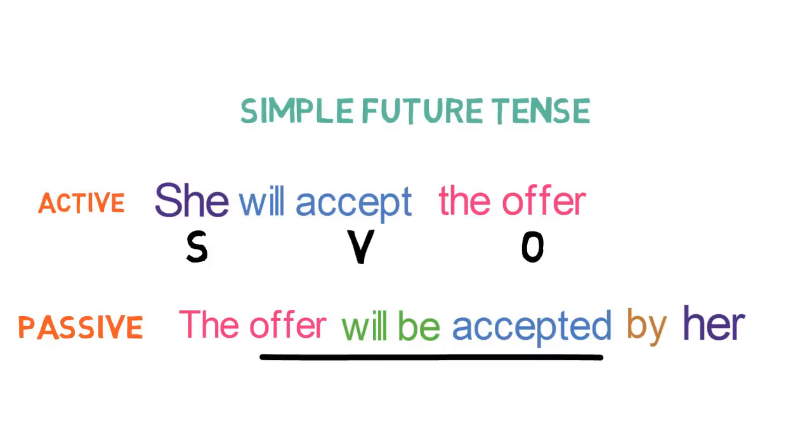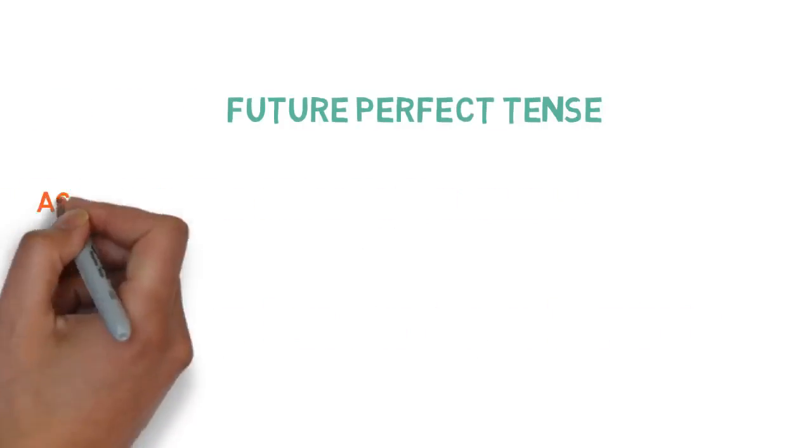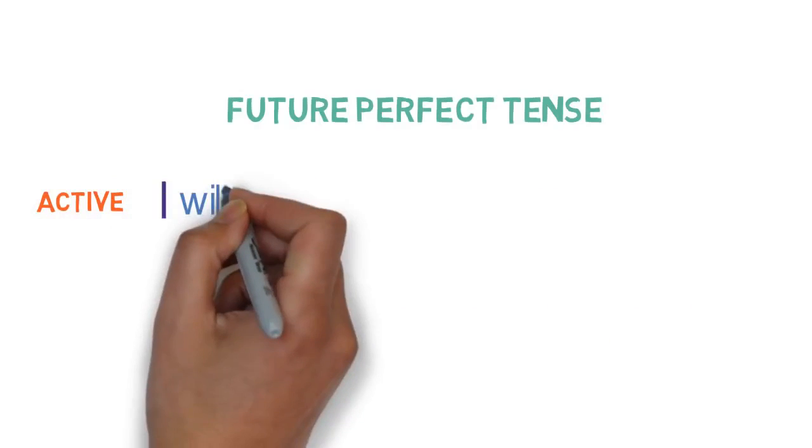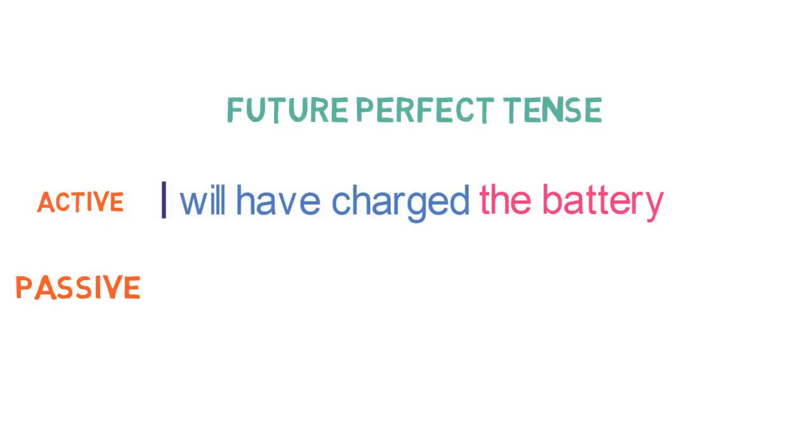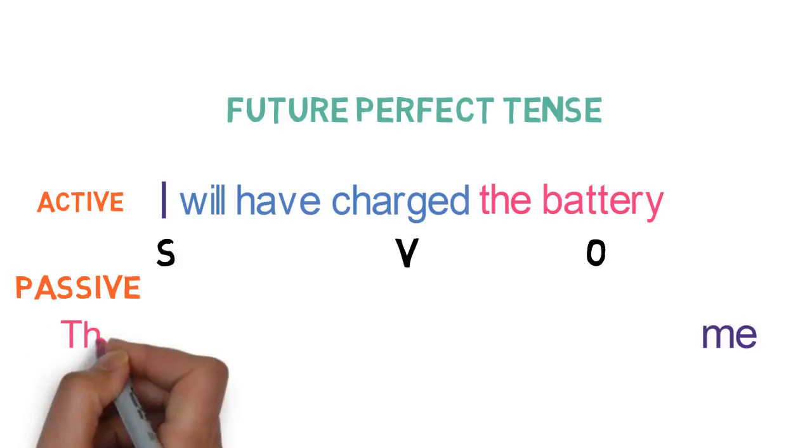Great. Now let's see an example of future perfect tense. Active sentence, I will have charged the battery. Passive sentence, firstly the subject here is I, verb is charged and object is the battery. Now let's swap the position of subject and object. So here it will be the battery and at this position it will be me.